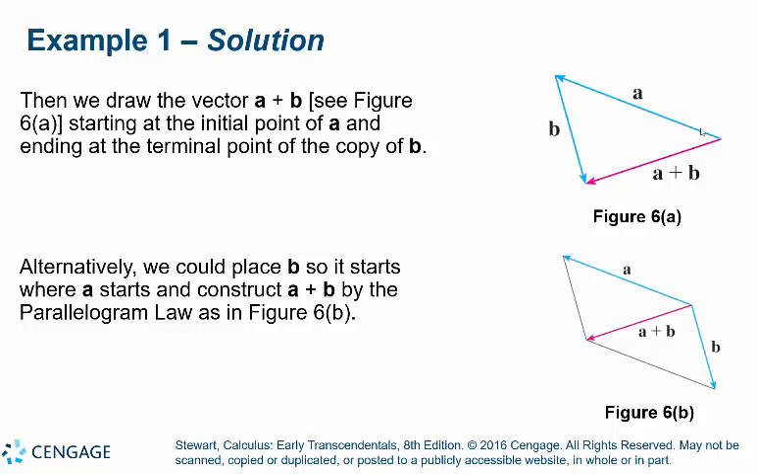However, if you do this differently, we could place b so it starts where a starts, ending here like this. If we were to show the addition of these two vectors, you'd actually get the same exact thing. So even though you showed it like this, here we showed them as going in different directions. The resulting sum vectors are still the same.